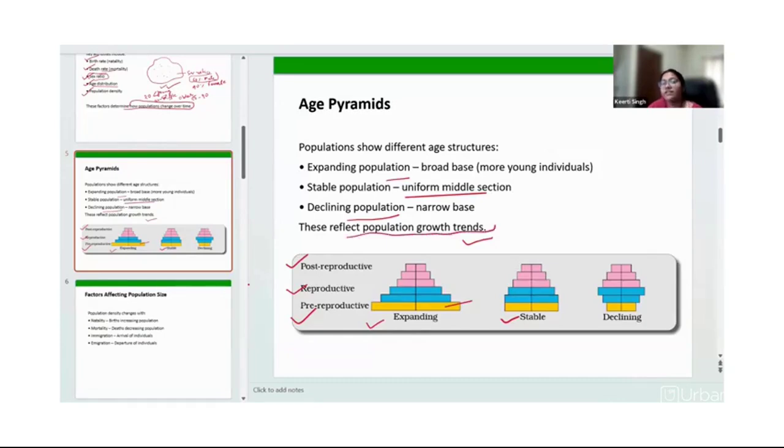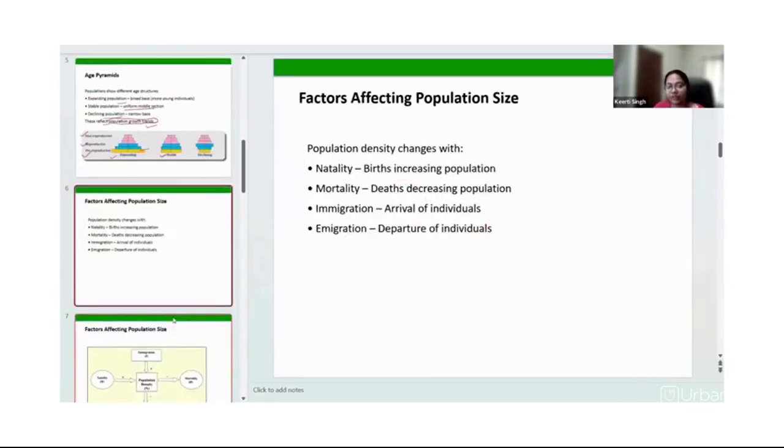What is the growth? Whether in a particular area there are more older individuals or more young population, in a pre-reproductive stage. Some may be in the middle age. So these age pyramids can also be used to study the population density of an area. And now, how these attributes are affecting the population size.